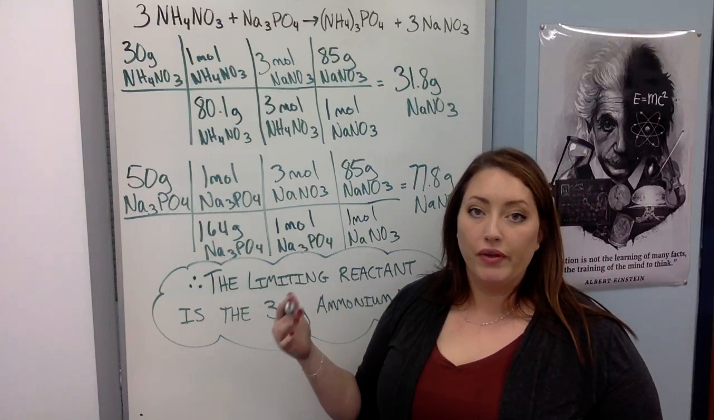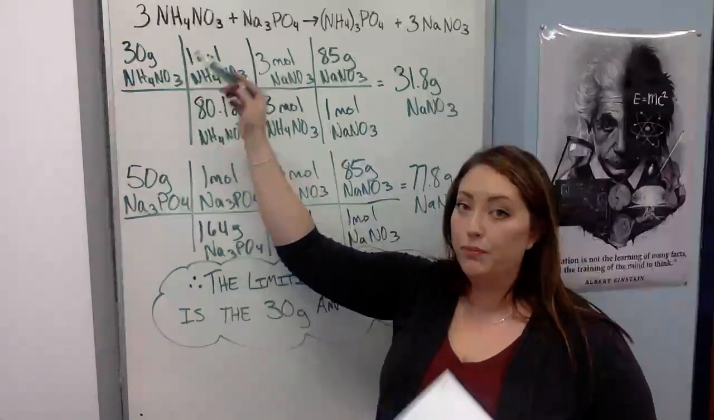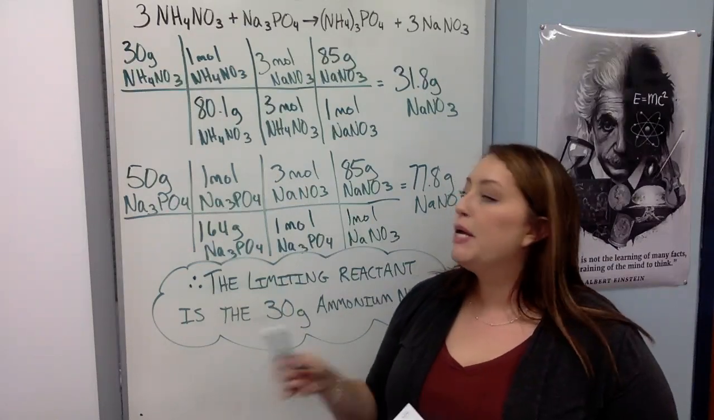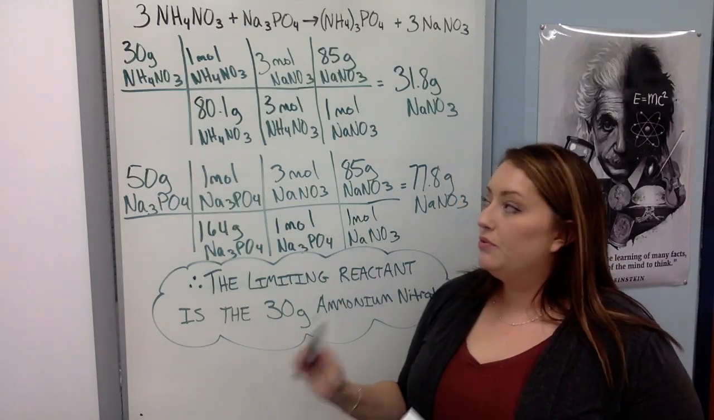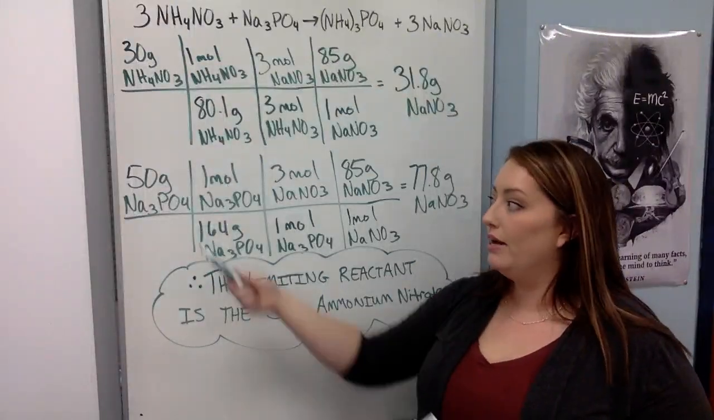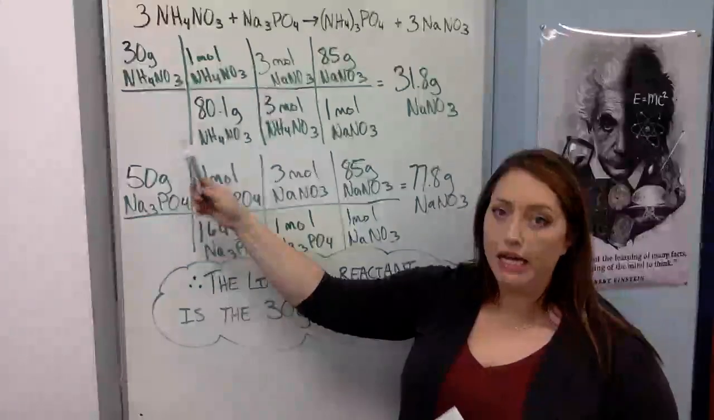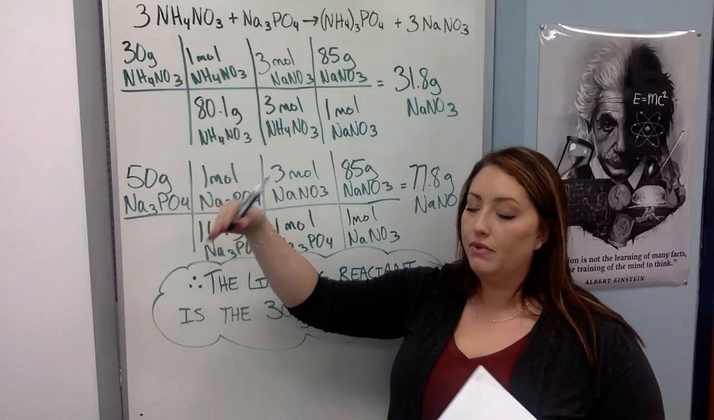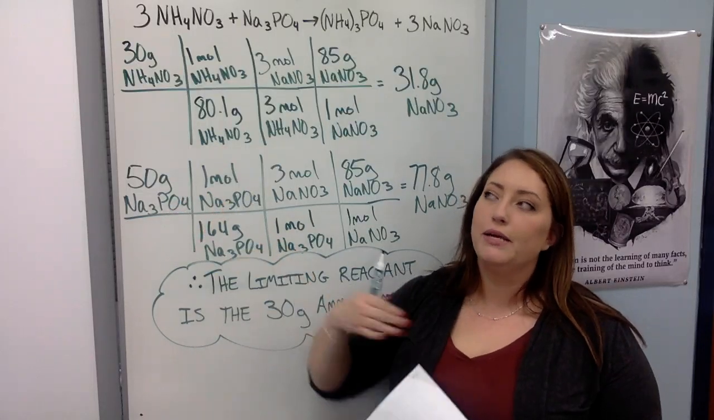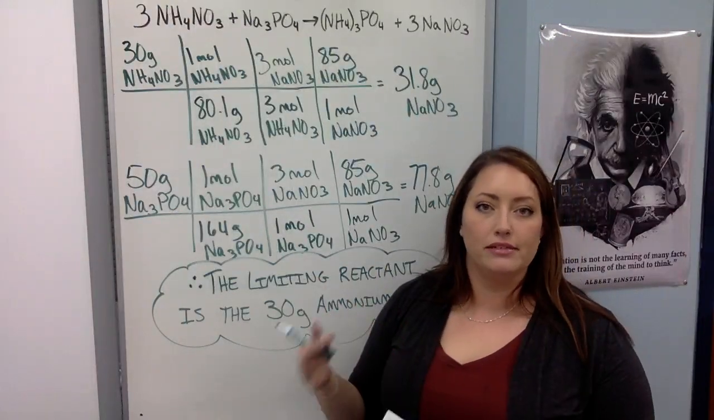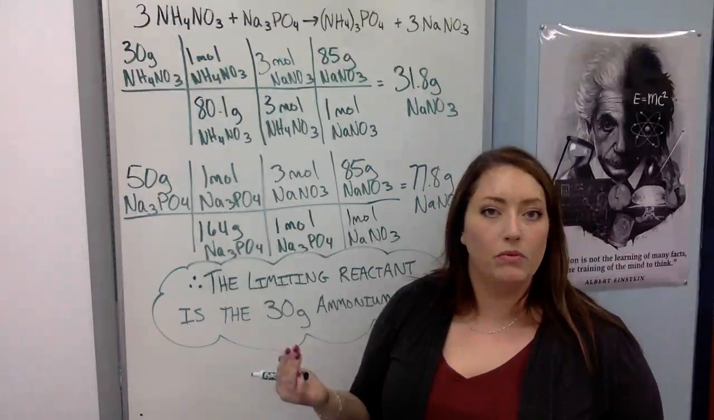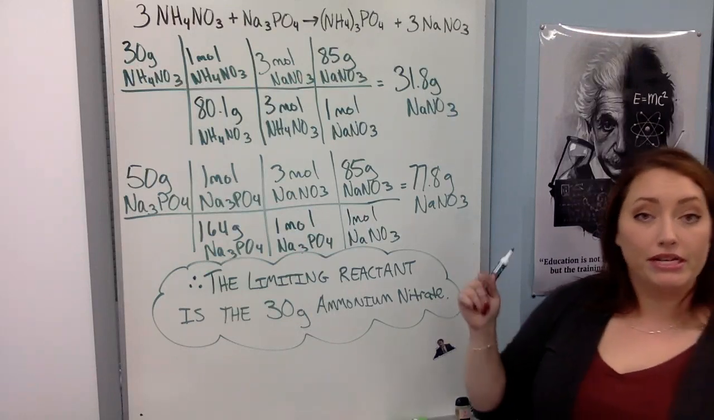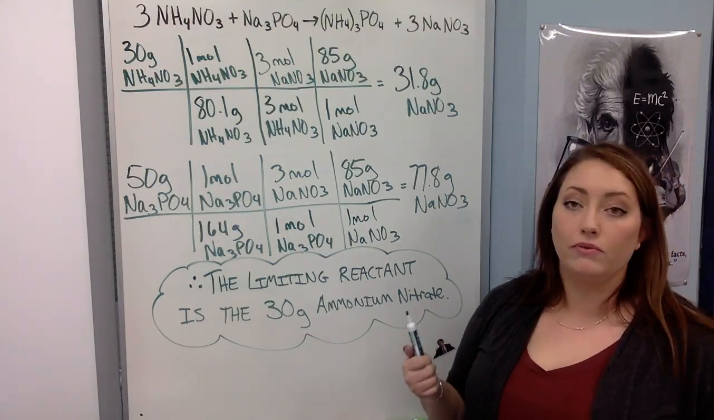Sometimes it does correlate where the lesser mass that you're starting with ends up being your limiting reactant, but not always. So you can't just look at this and say, well, obviously 50 is larger than 30. You can't decide on your limiting reactant off of that information alone, because depending on the moles and the masses and everything, that just may not be the one that limits your reaction. All right, so I'm going to erase this all, and we'll get to part B.